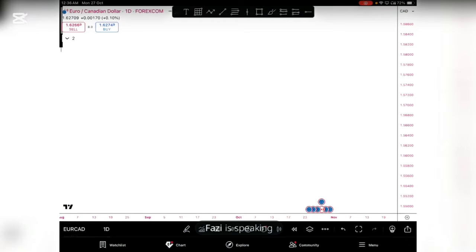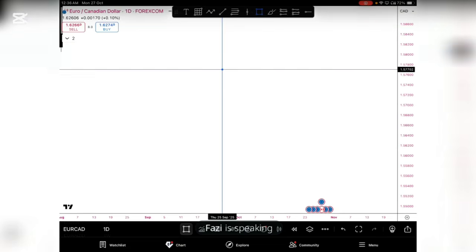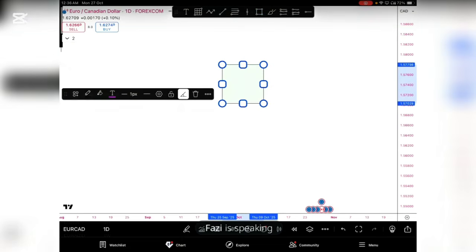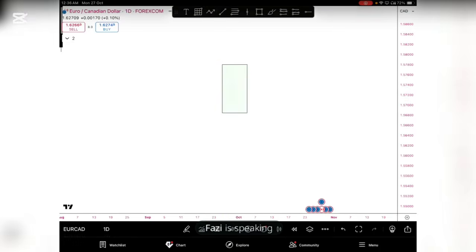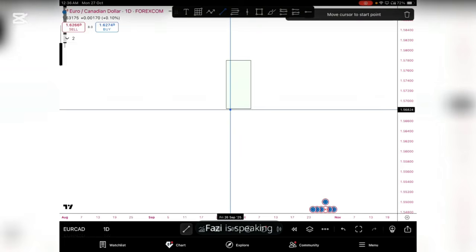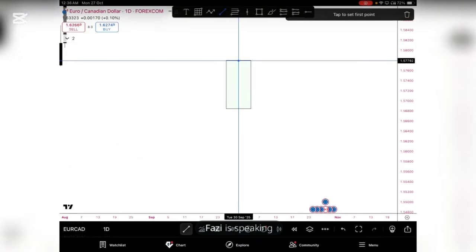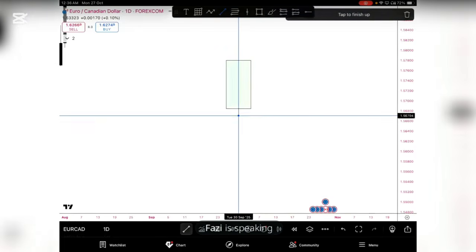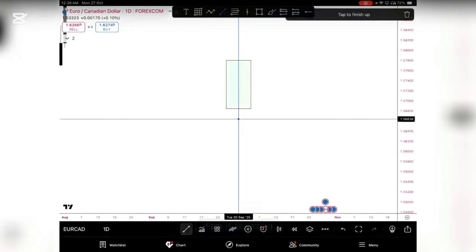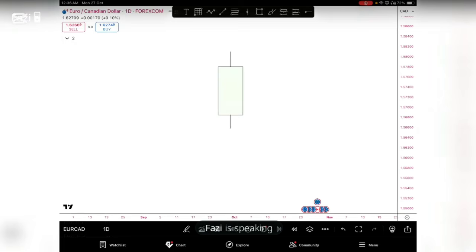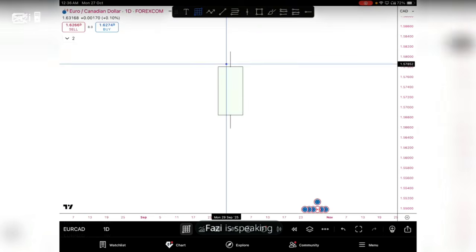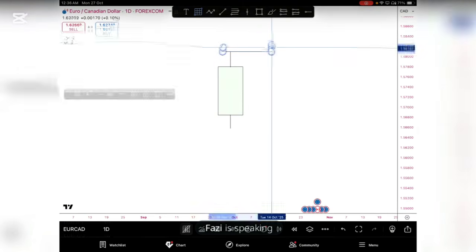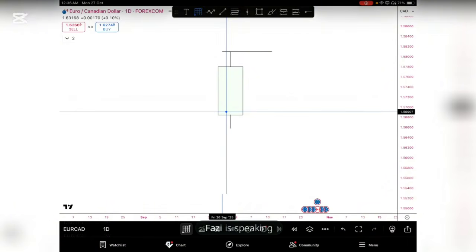Before knowing that, you should know the anatomy of the candle. Every candle has a high, close, open and low. You must know that every candle has its own liquidity. This is the candle. The candle high is also liquidity, and the candle low is also liquidity. So this is the basic stuff.